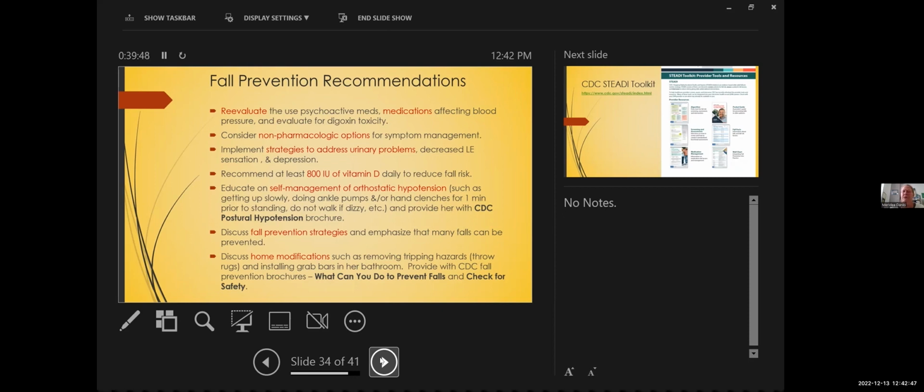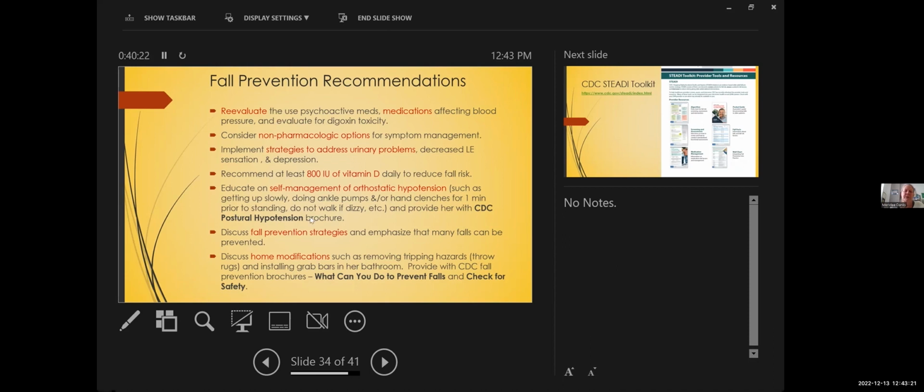Educate on ways that she can self-manage her orthostatic hypotension if it's more than just medication related, such as getting up slowly, doing ankle pumps or hand clenches for a minute prior to standing, and not walking, especially without her walker, if she's dizzy. Maybe the medications that are causing dizziness could be taken at night instead of in the morning, but she's getting up 4 times a night, so that might not be a good suggestion, I guess.